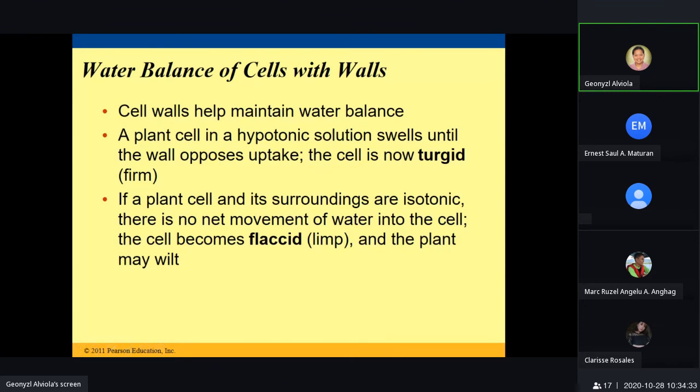So, water balance of cell within walls. So, the cell wall helps maintain water balance. So, it makes their shape turgid or it prevents them from bursting. So, in plant cell, hindi pumutok ang mga cells when exposed to hypotonic solution. So, asa to? Mao na ang advantage sa mga plant cell.